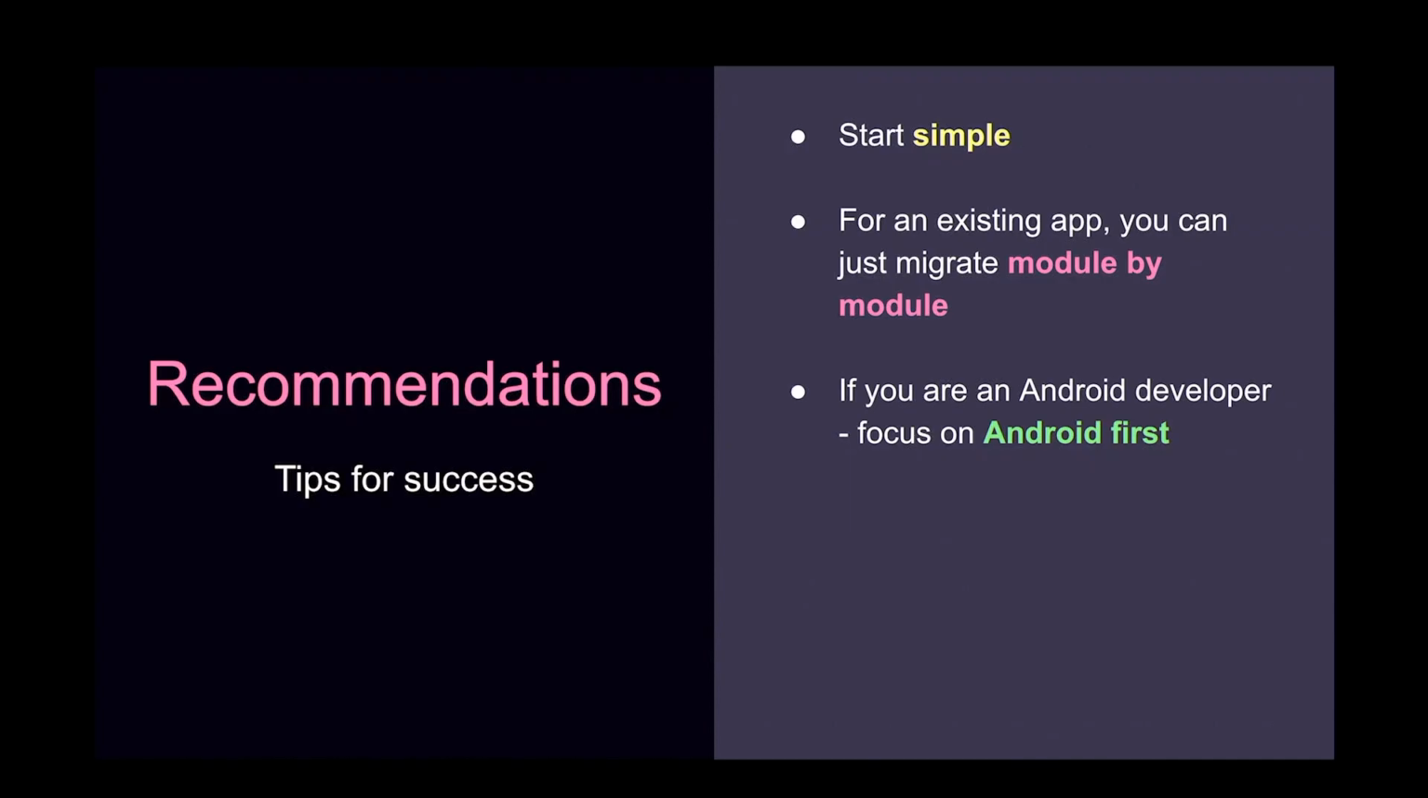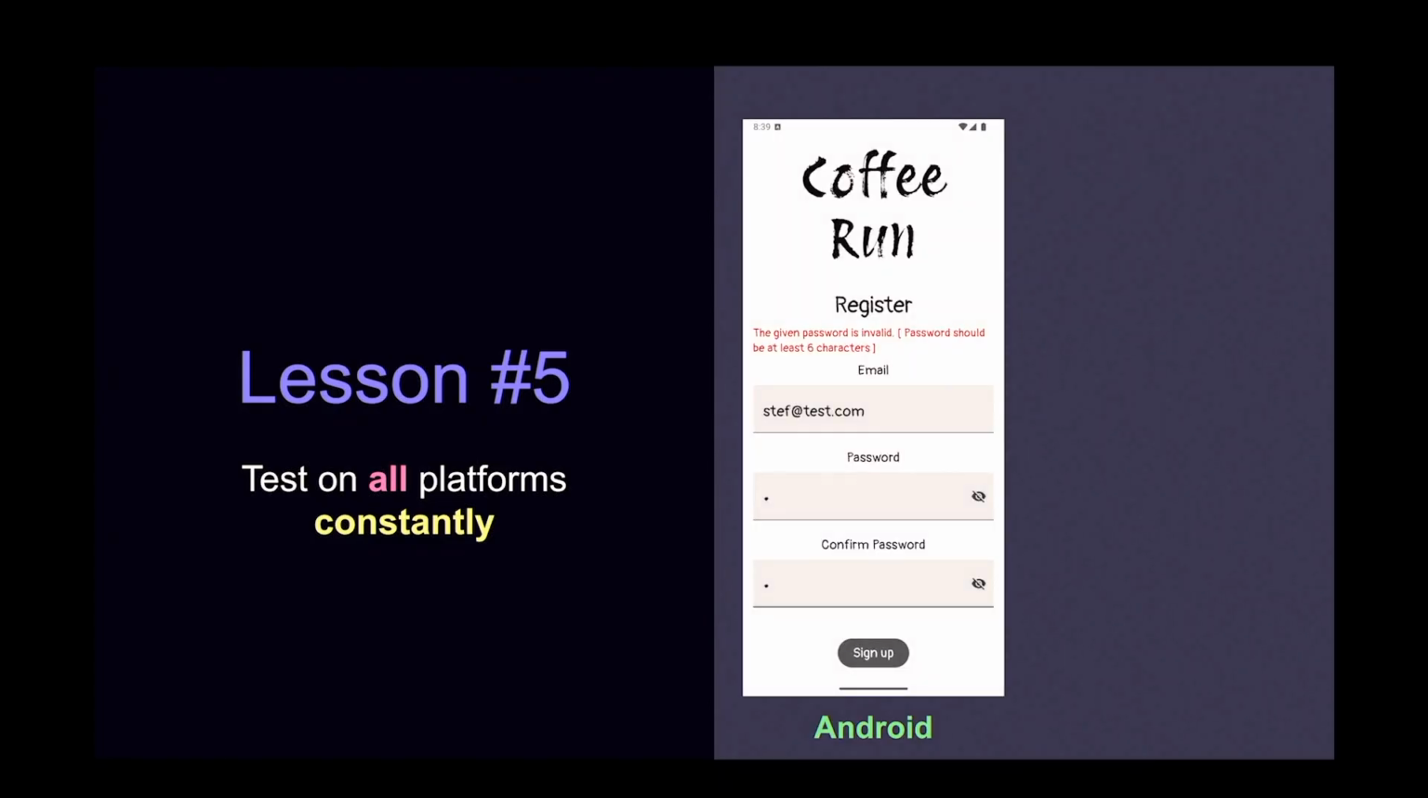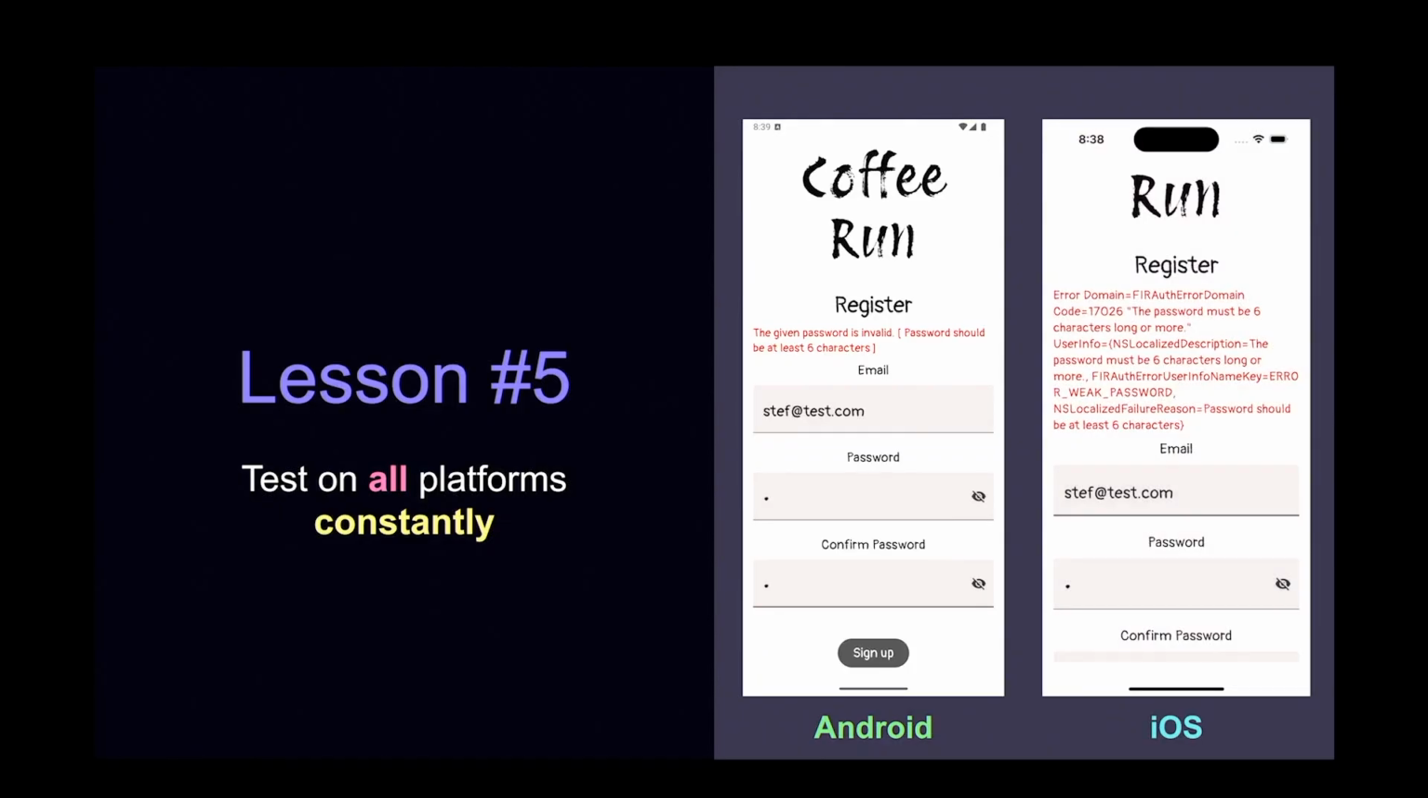And you might think if you're an Android developer, focus on Android first, just test all of Android. That's lesson number 5. You do need to test on all platforms constantly. An example of this was, this is the Android version, I was testing my register screen with just a 1-character password. I got a nice message, given password is invalid, should be at least 6 characters. Yeah, that looks fine. When I tested the same thing on iOS, I got this lovely error message which does not make any sense to any end user.